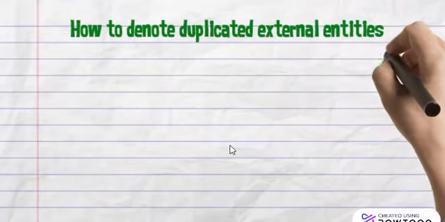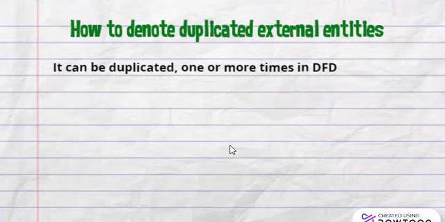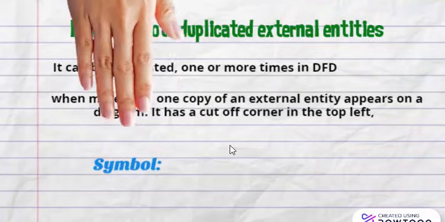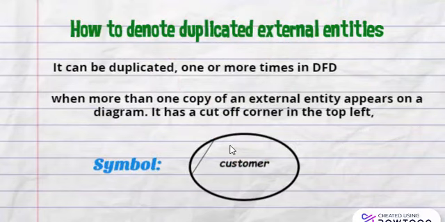How to denote duplicated external entities? External entities can be duplicated one or more times in a DFD. When more than one copy of an external entity appears on the diagram, it has a cut-off corner in the top left. This is the symbol.